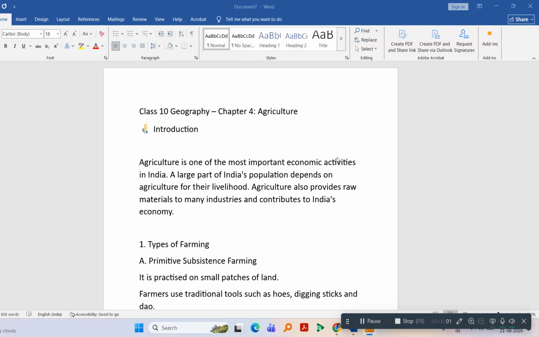Hello everyone, I'm going to discuss the summary of the fourth lesson of geography, that is agriculture. Let's talk about the introduction. Agriculture is one of the most important economic activities in India. A large part of India's population depends on agriculture for their livelihood. Agriculture also provides raw materials to many industries and contributes to India's economy.